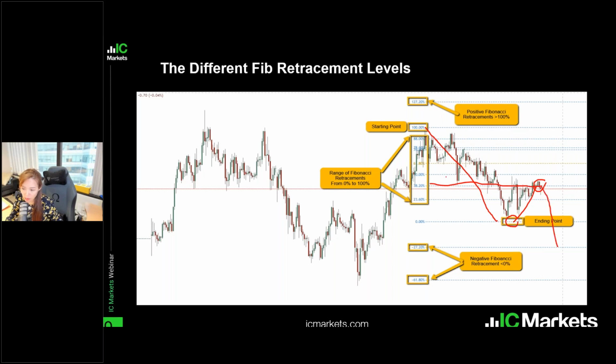And then when you draw like this, you will notice that negative Fibo 27.2, which is here. Okay, and this is extension.